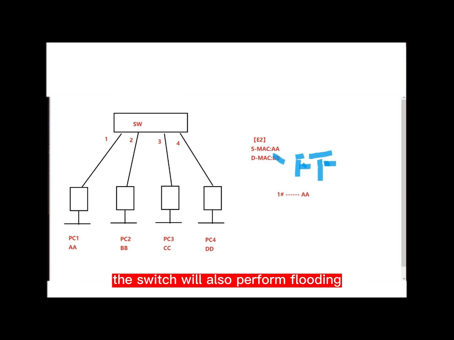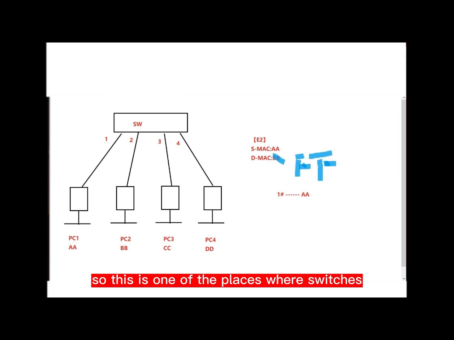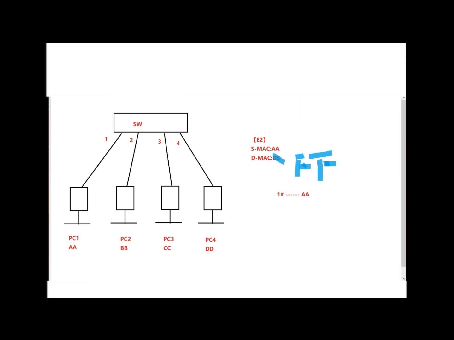So you will find that the switch also performs flooding, but it's not mindless flooding like a hub. Receiving a broadcast or unknown unicast will cause flooding. If you receive a frame with a known MAC in the table, it looks up the table and forwards. So this is one of the places where switches are better than hubs.